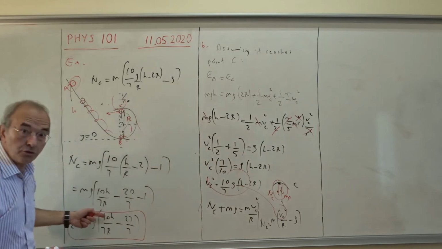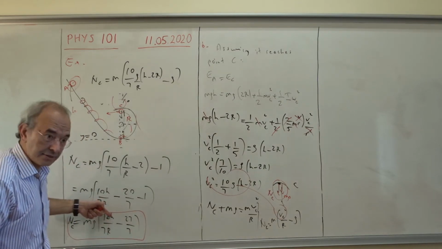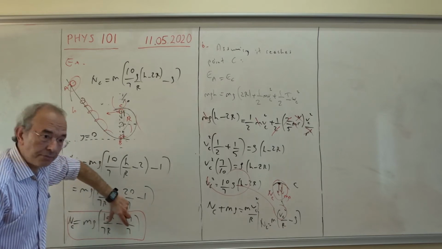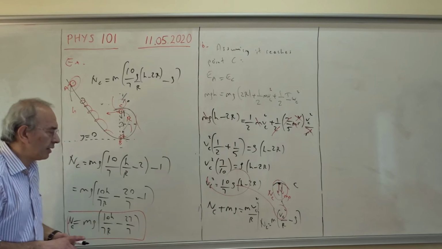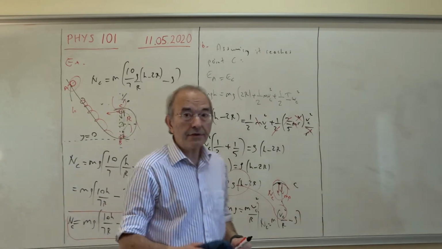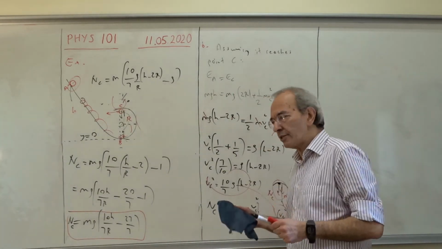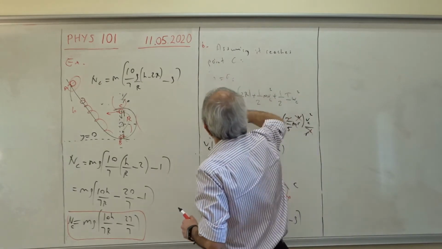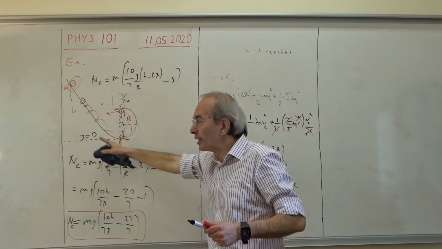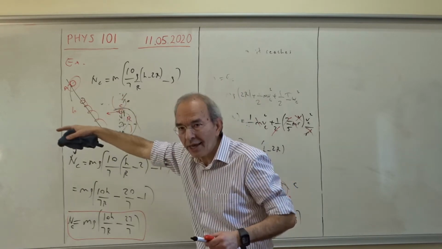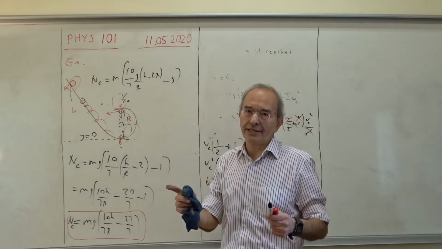So this is a unitless number, because distances cancel. This is also a number, so pure number times the weight mg. So NC is a force. And the critical point is now the last part. What is the minimum value of height h so that it can reach and pass by C without losing contact with the road?